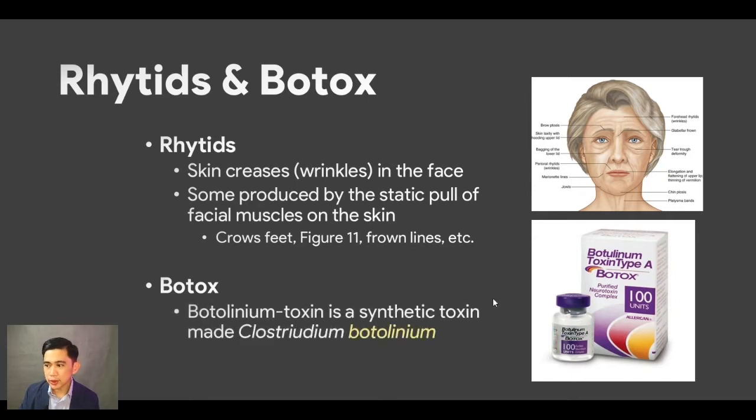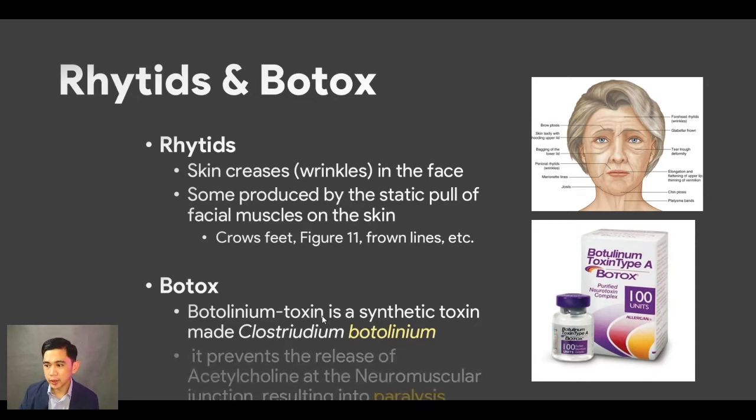Okay, so Botox is actually a synthetic toxin made from Clostridium botulinum, and this toxin will paralyze the muscle through prevention of the release of acetylcholine at the neuromuscular junction, resulting in paralysis. So when you paralyze the muscle in an aging person in a very strategic way, then that muscle won't crease the skin. That's the principle behind Botox injection. Okay, so there are typical points in the face or muscles in the face that we need to target so that we can relieve the wrinkles.